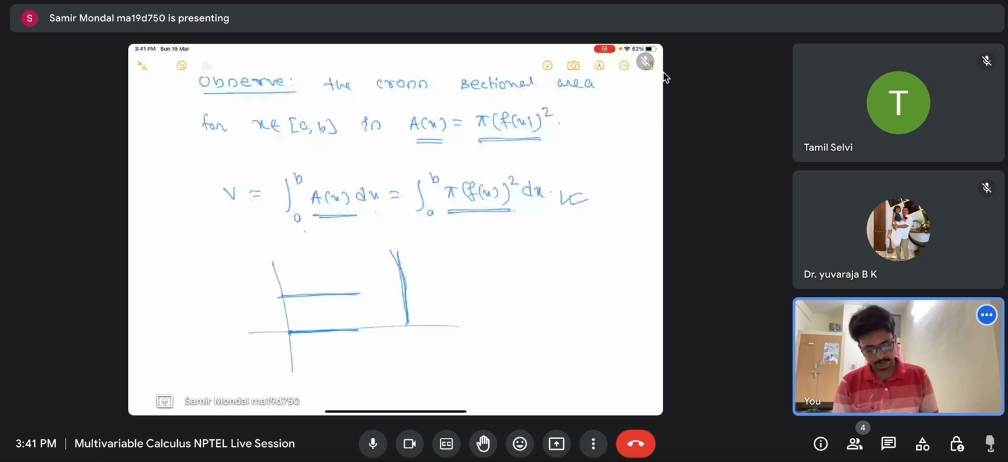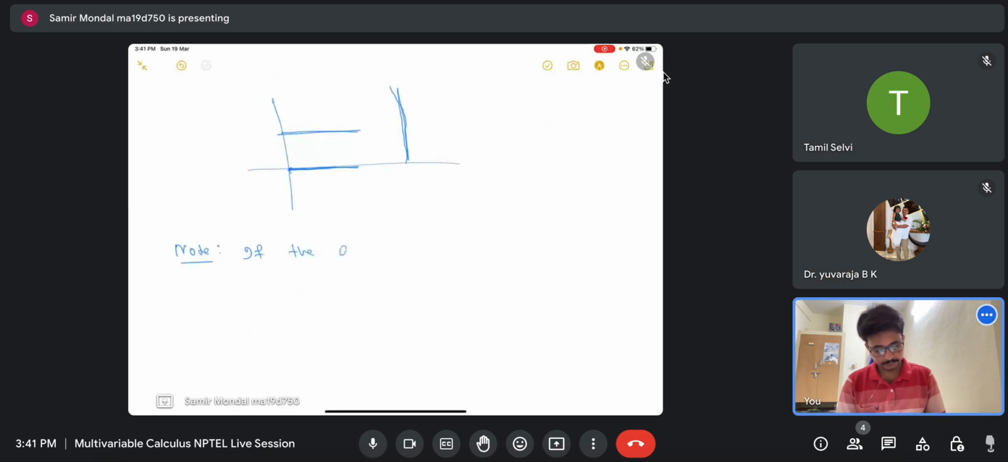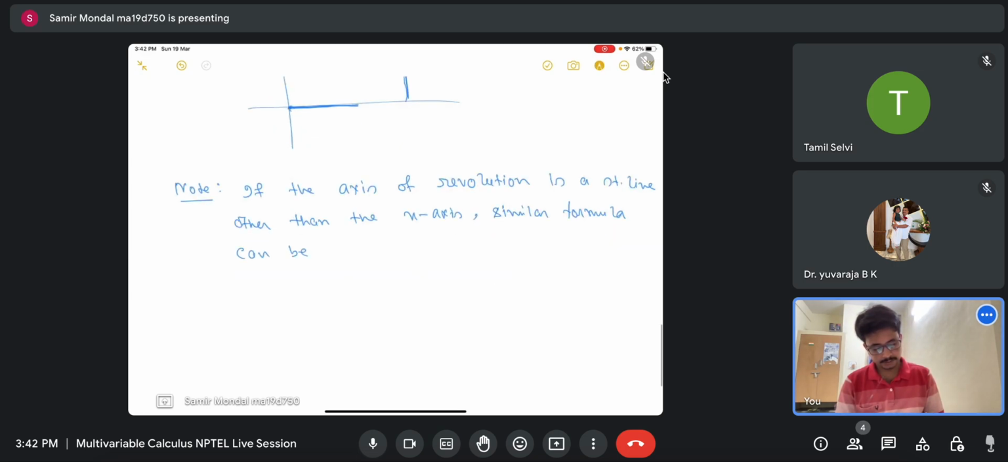So the note is: if the axis of revolution is a straight line other than the x-axis, a similar formula can be obtained for the volume of the solid of revolution.